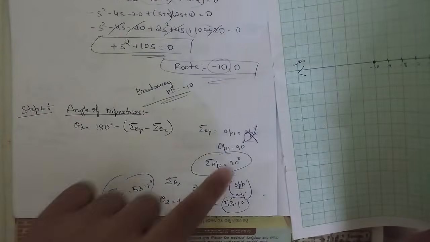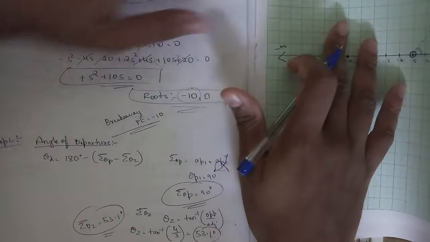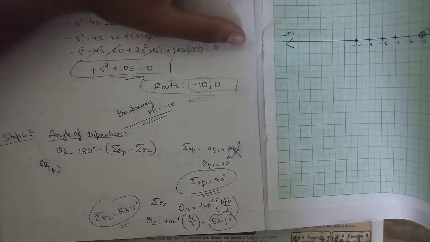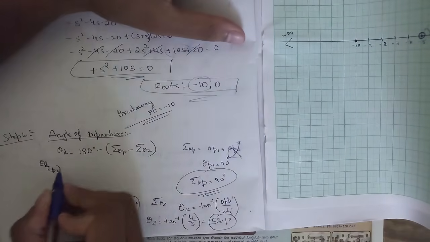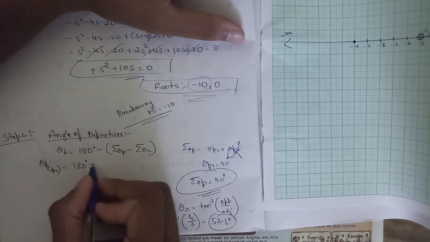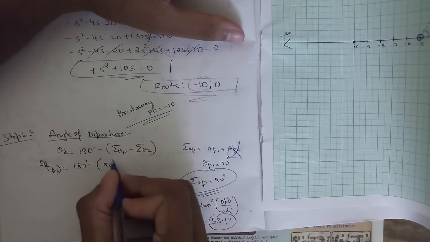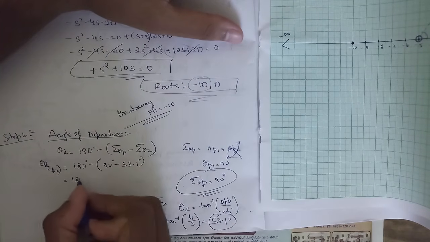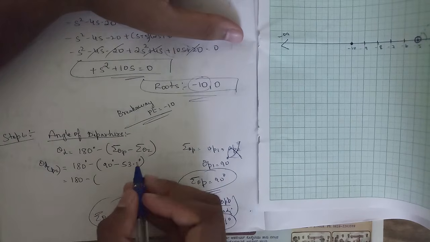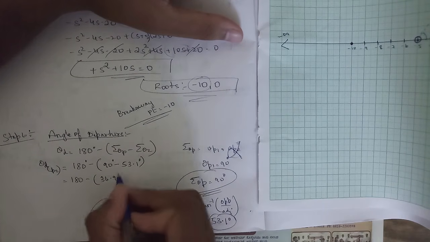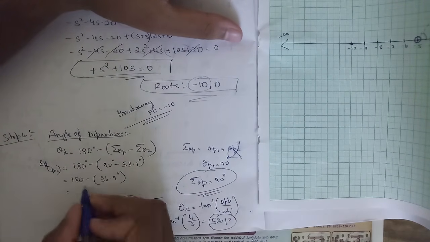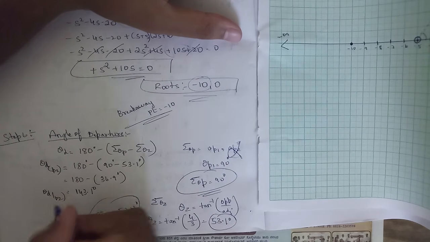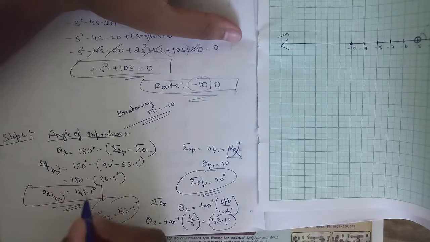So now we have got summation theta p and summation theta z. Now try to calculate theta d with respect to pole 2. We are calculating theta d on pole 2, right? So that is 180 minus summation theta p, which is 90 degree, minus summation theta z, which is 53.1 degree approximately. That is 180 degree minus 90 minus 53.1. If we solve it, we are getting 36.9. So 180 minus 36.9 is 143.1 degree. So theta d with respect to P2 is somewhere around 143 degree.